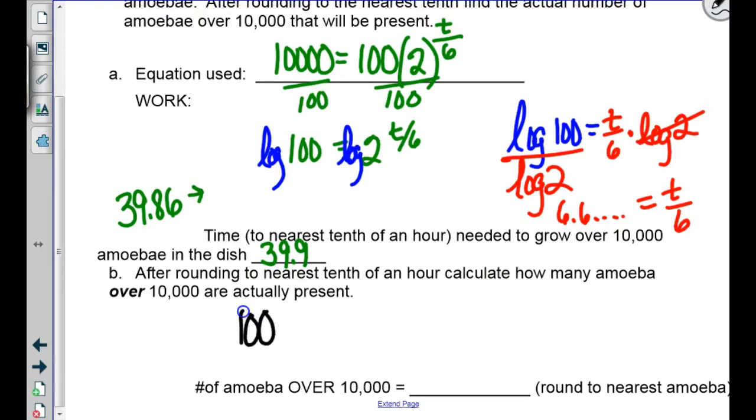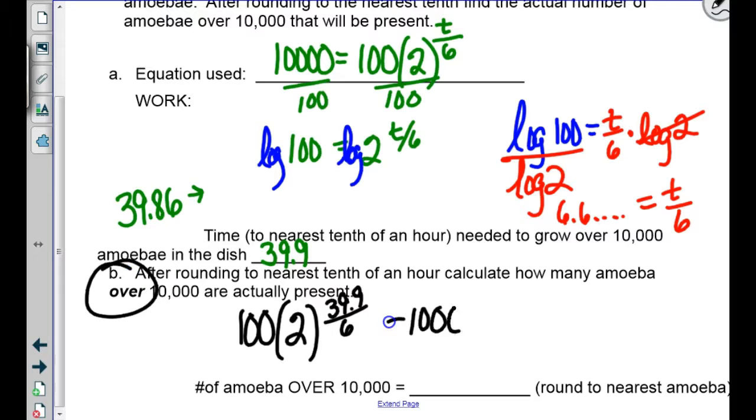So we started with 100. It's doubling. We're saying our time to double is 39.9 divided by 6. Is that what we want? How many amoeba are in the dish? What does it say? How many over? So we're hoping this goes over 10,000. So type that in. Okay, we need a positive answer. How much do we get?